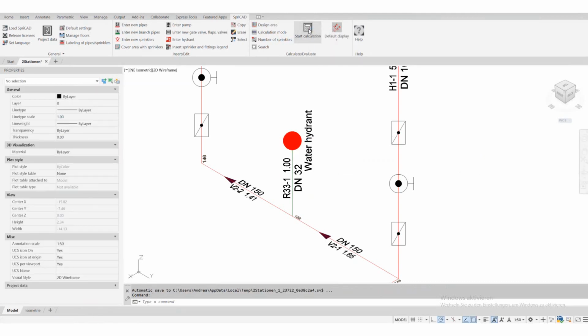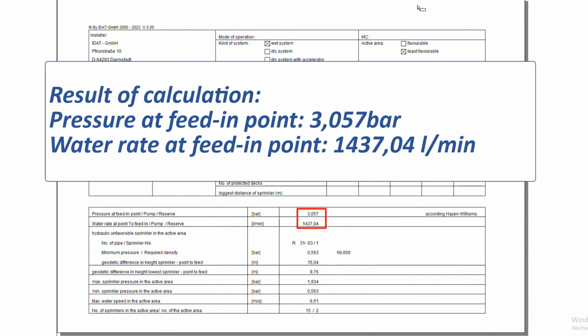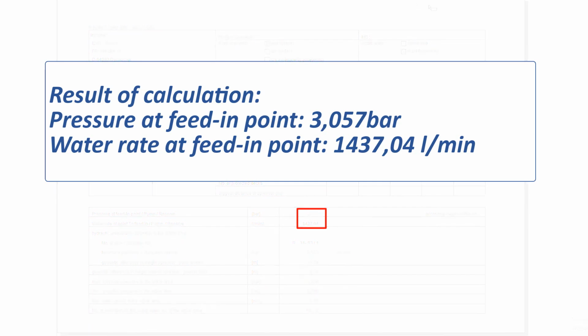The required water quantity of the hydrant system is now included in the calculation. You can see that in the calculation result. Here, the final comparison.